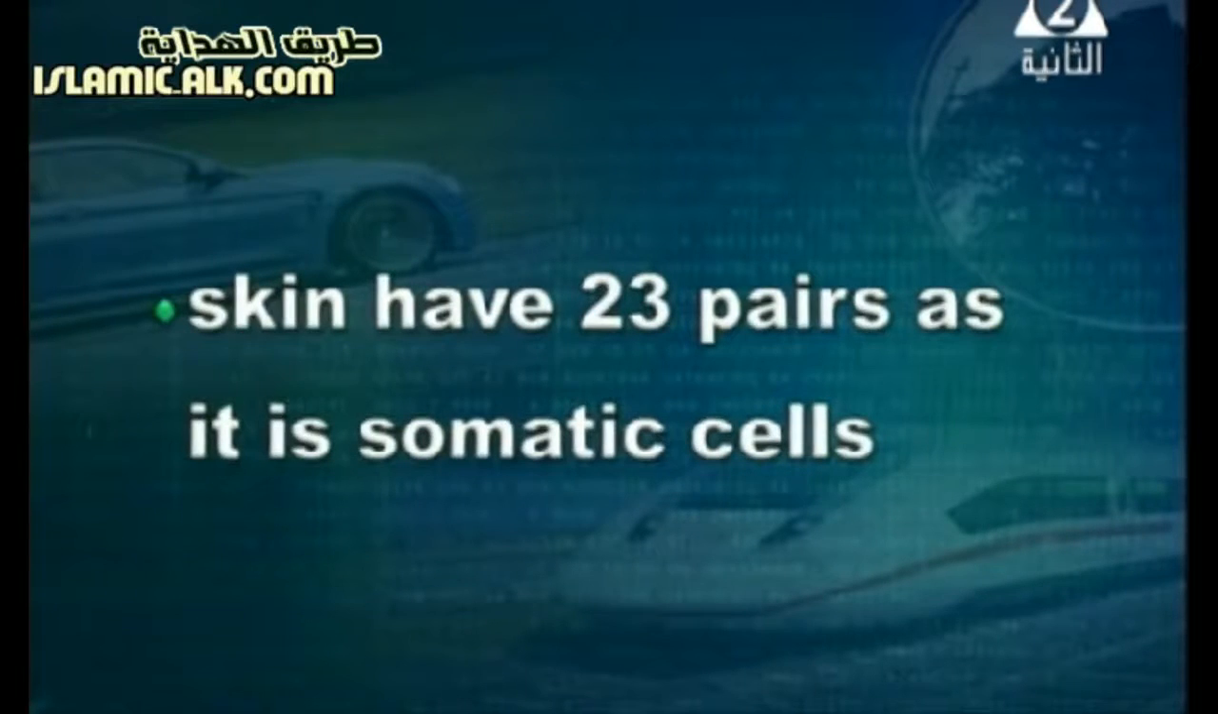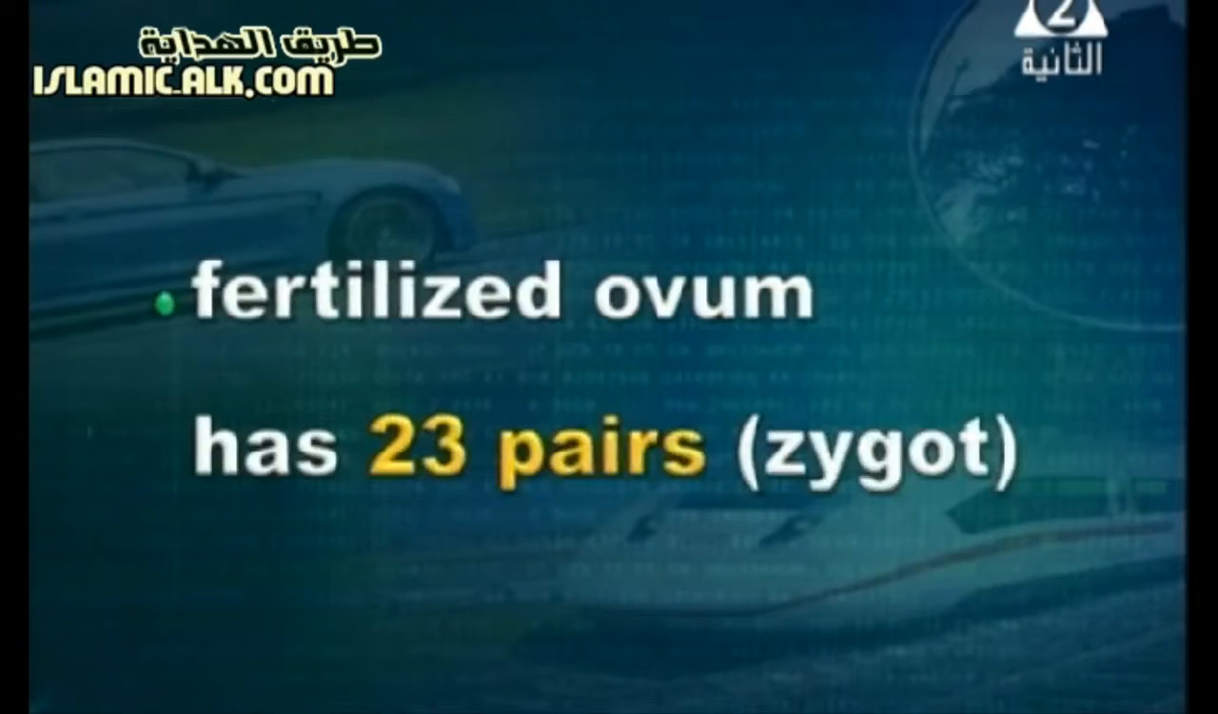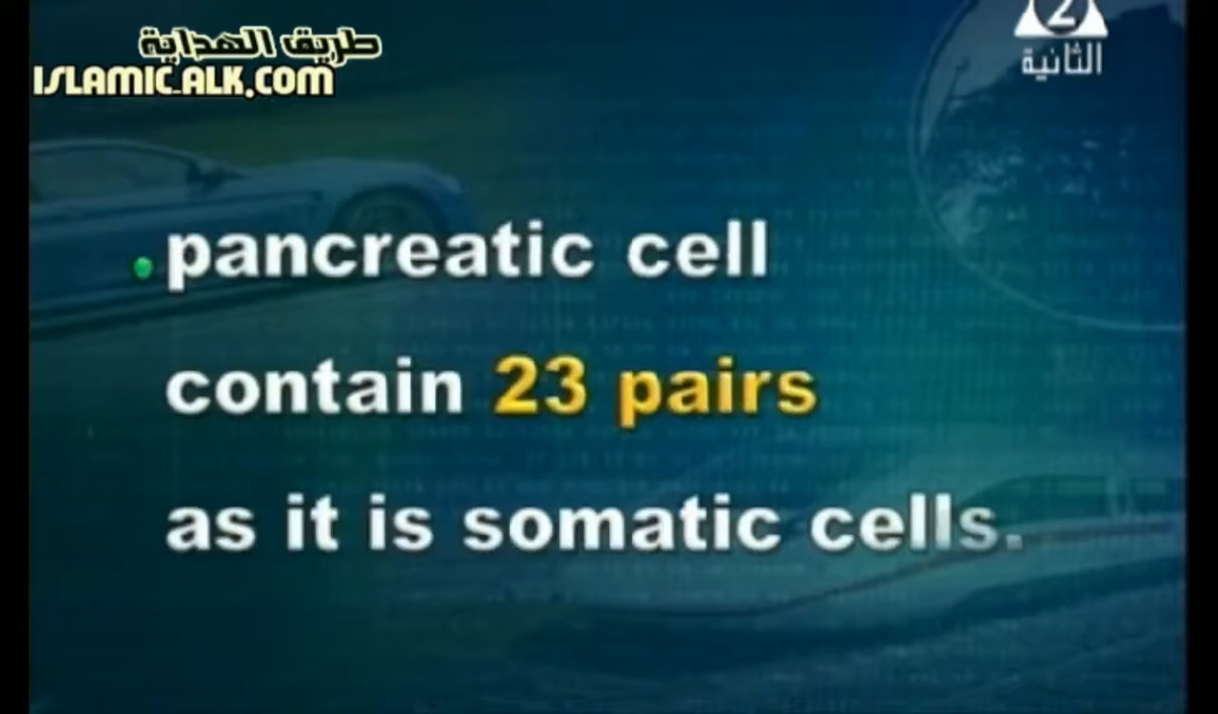or it contains 46 chromosomes. The fertilized ovum also has 23 pairs, or 46 chromosomes. The fertilized ovum is known as the zygote. The pancreatic cells also have 23 pairs of chromosomes, as all the previous cells are examples of somatic cells. At the end of this session, we have studied all the types of cells in our bodies.